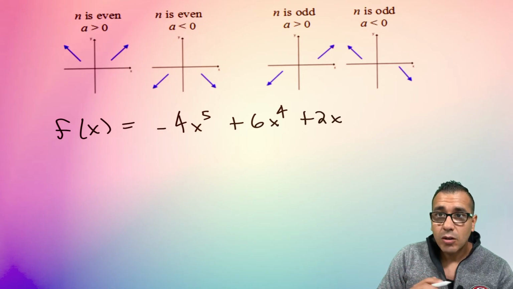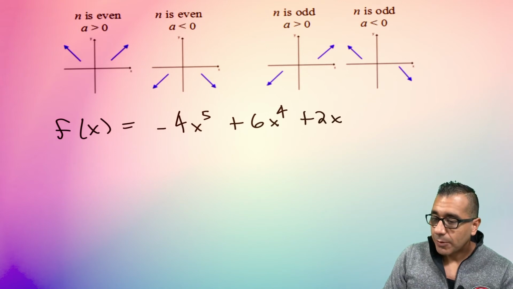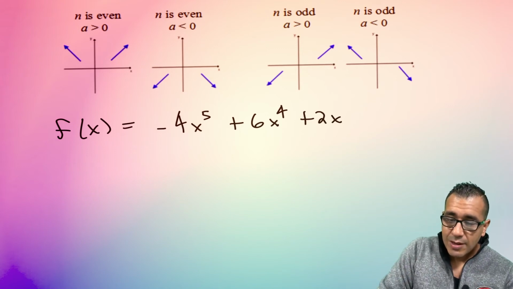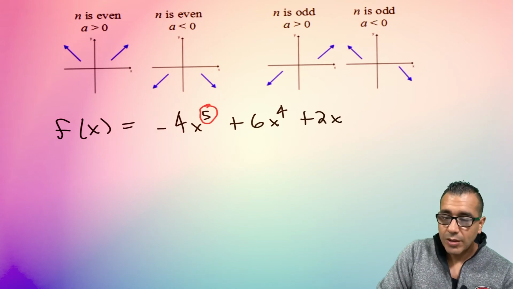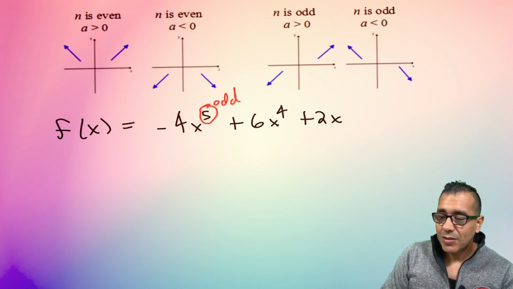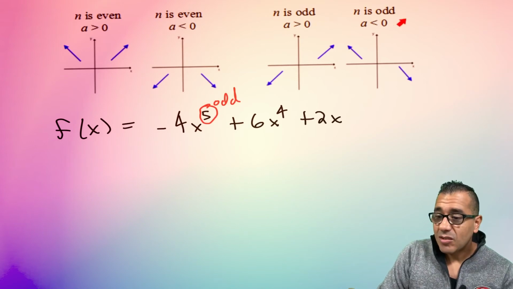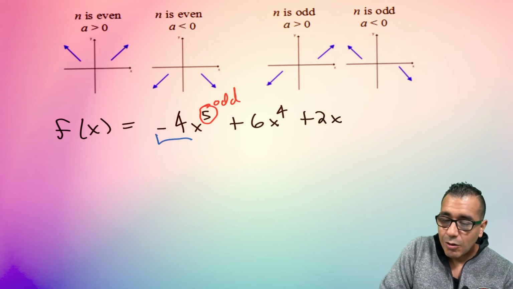So how do I know which is which? All right, let me show you what to look for. First things first, decide: is n even or odd? So here, our largest exponent, our degree, is odd. So that means I'm going to ignore these two, I'm not looking over here. So I have one of these two situations. How do I know which one I'm looking at? That's when you look at your leading coefficient.